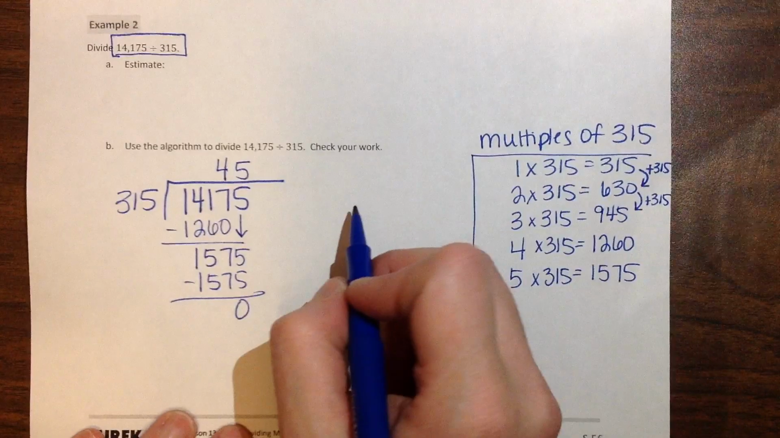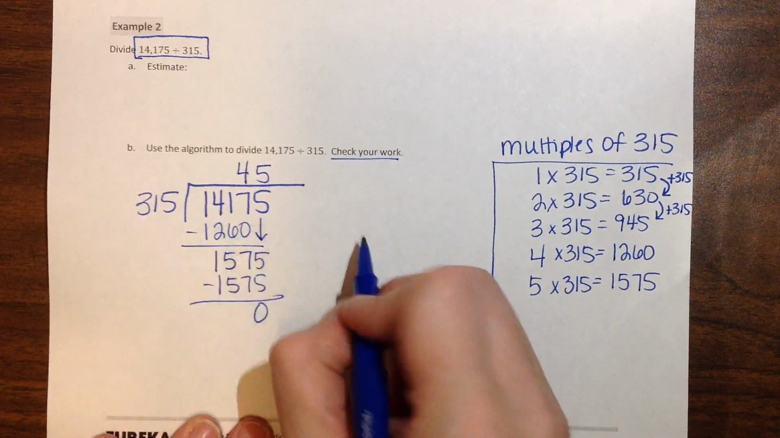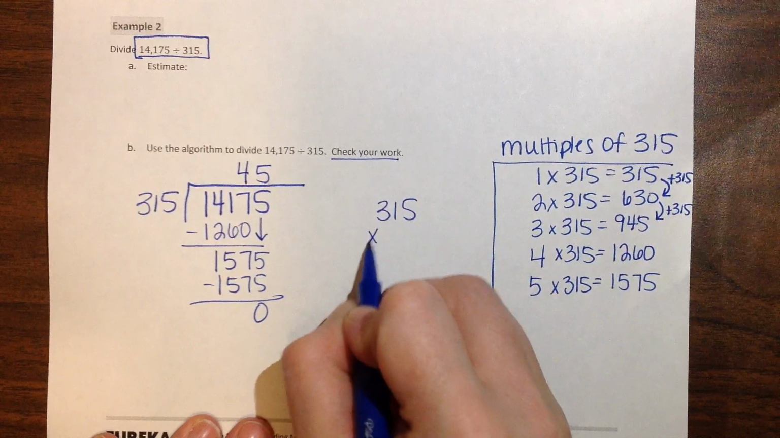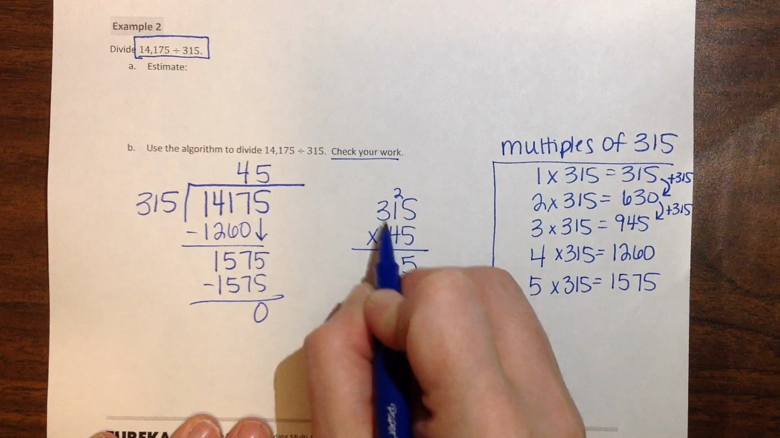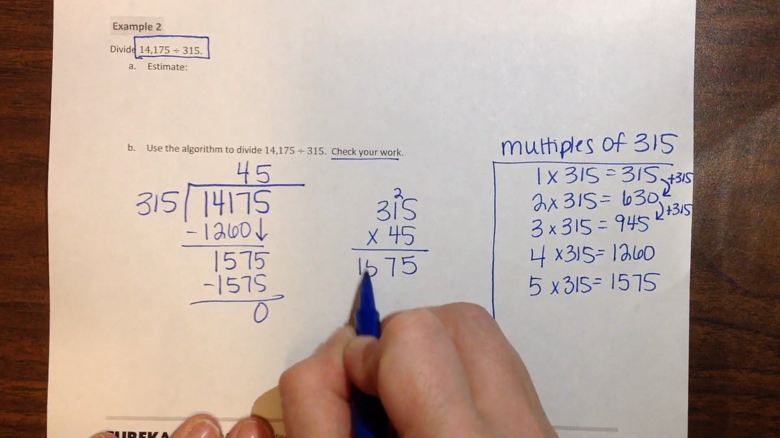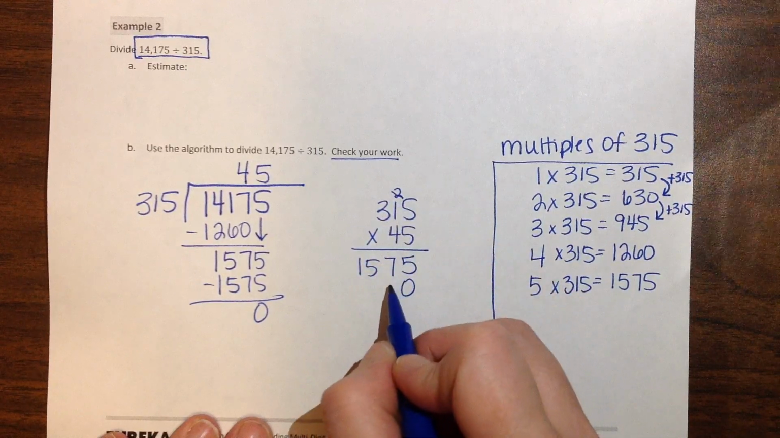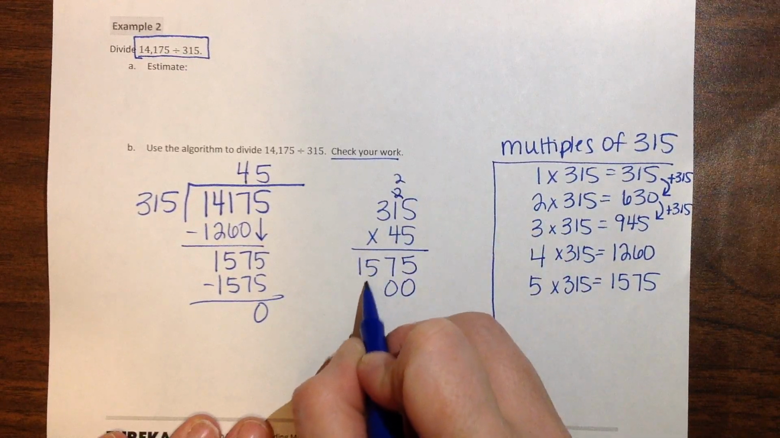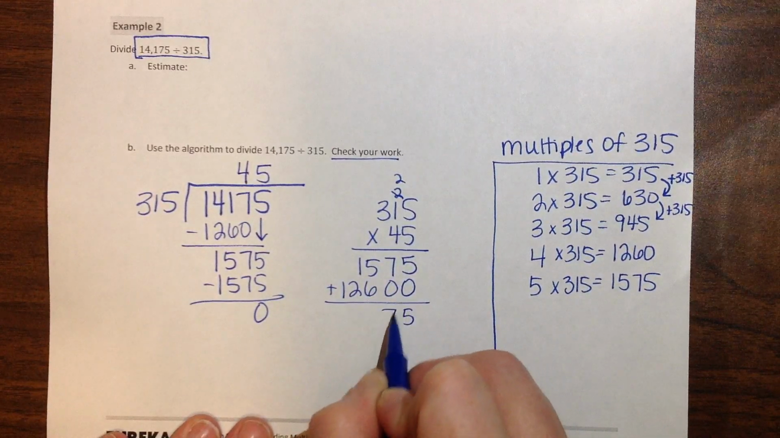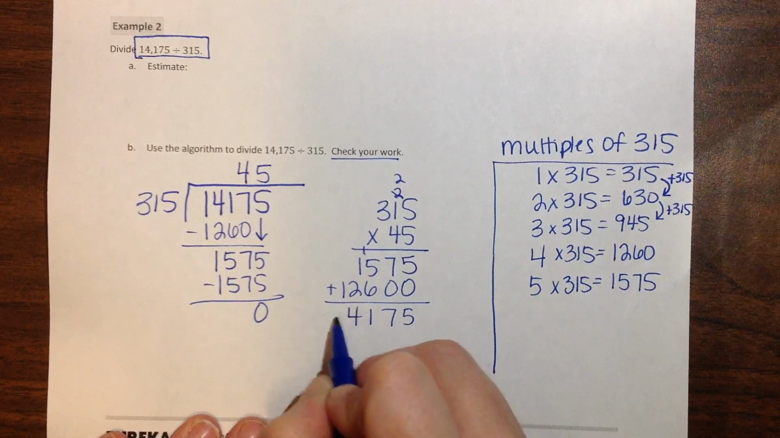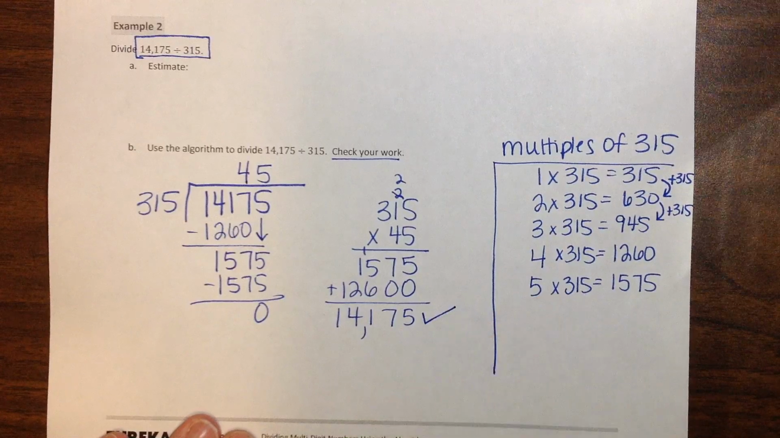So again, if you want to go check your answer, because the directions say to check your work, you take the divisor times the quotient. We should get the dividend. If you want to pause the video and check your answer, then you can restart and check your answer with mine. $14,175 checks with our original dividend.